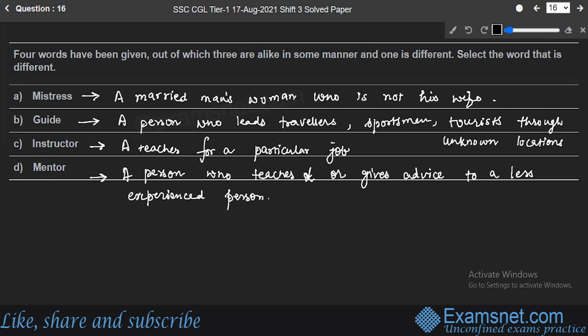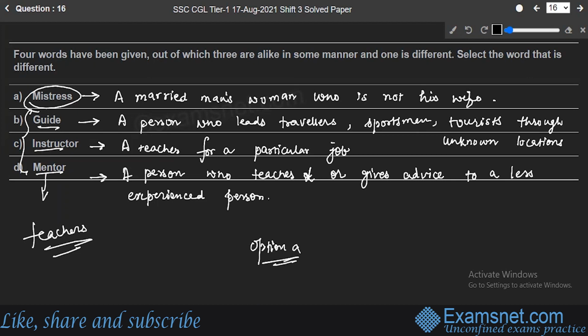All right. Hope you're clear. So see, guide, instructor, and mentor, all of them have some role like teachers. All of them resemble teachers somewhat, whereas a mistress has an entirely different meaning. So that means option A, mistress, is the correct answer to our question. Hope you're clear with this. Then let's move to the next question.